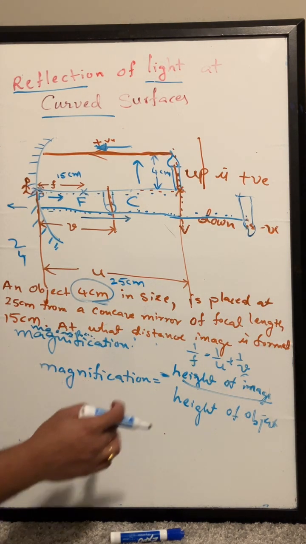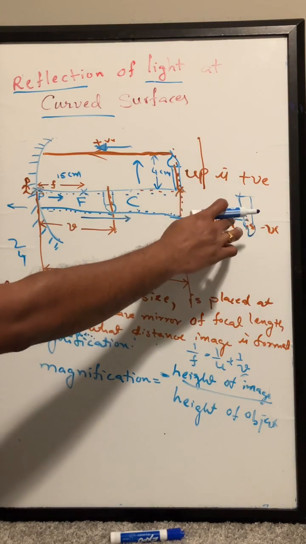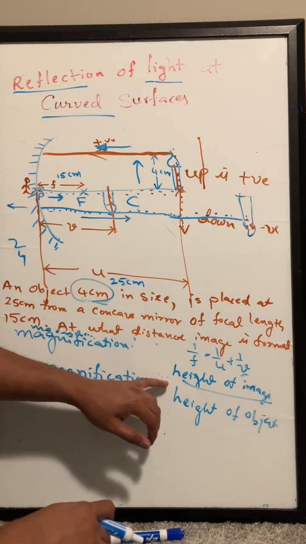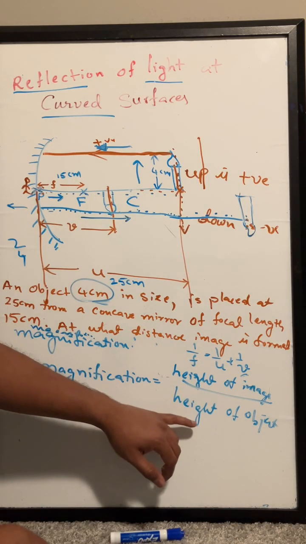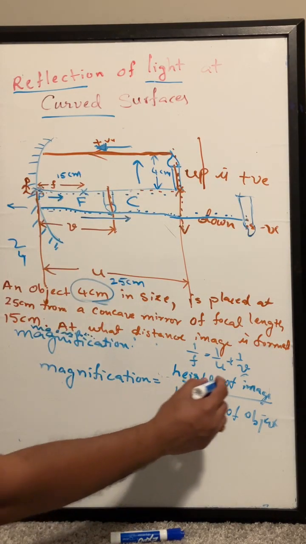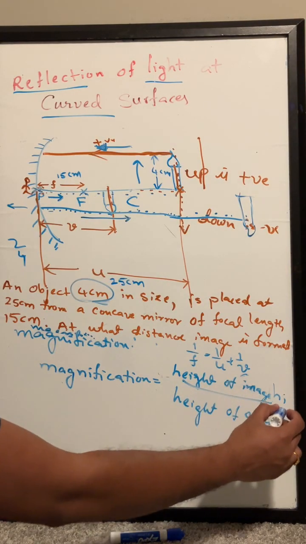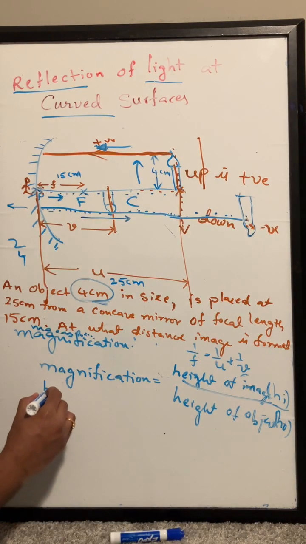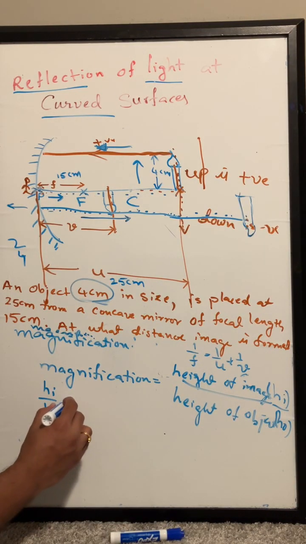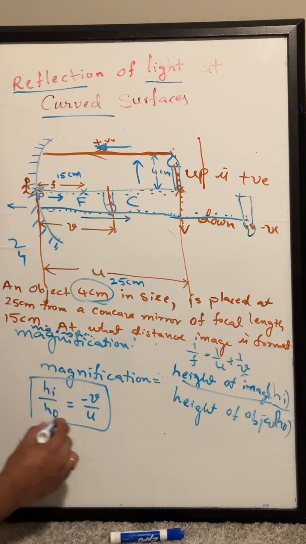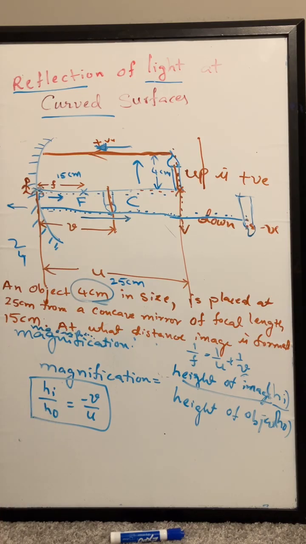I know that the images are formed negative, but if we remove this, this is actually the formula for the magnification: height of image divided by height of the object. So from the formulas, hi is the height of the image and ho is the height of the object. So hi by ho is equal to minus v by u. This is the formula, and we derived this one already.